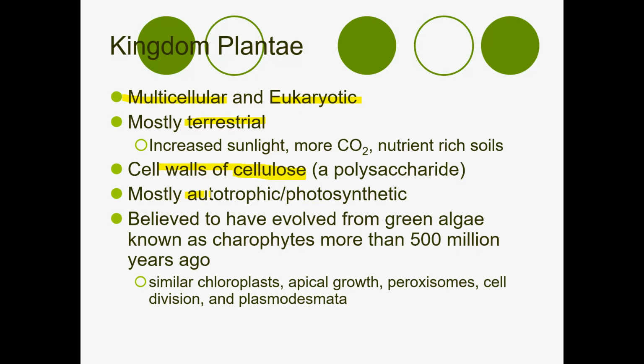Another major difference between fungi and plants is that fungi are heterotrophic and plants are autotrophic. Typically they are photosynthetic. They are able to capture sunlight and create food. And they are believed to have come from a green algae group known as the charophytes millions of years ago. There are some similarities that those charophytes have, and we'll take a look at some of these structures as we go through structures in plants.